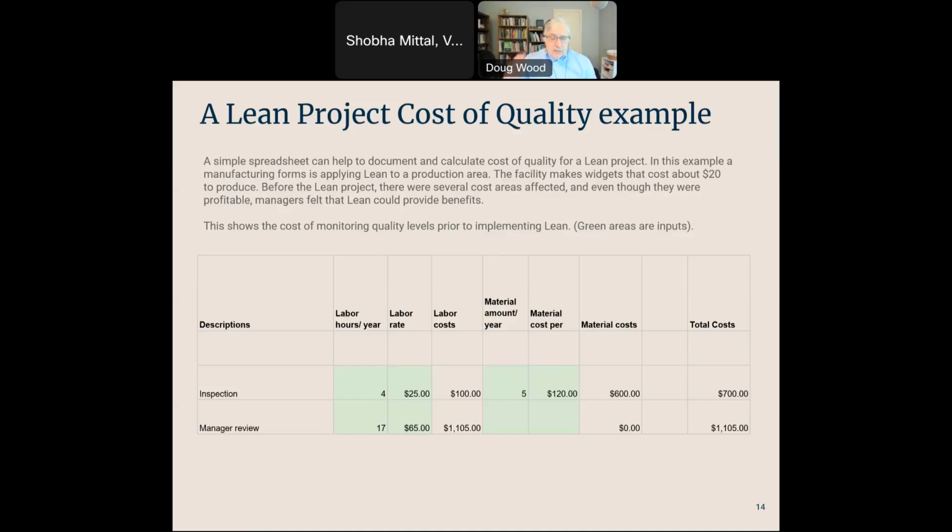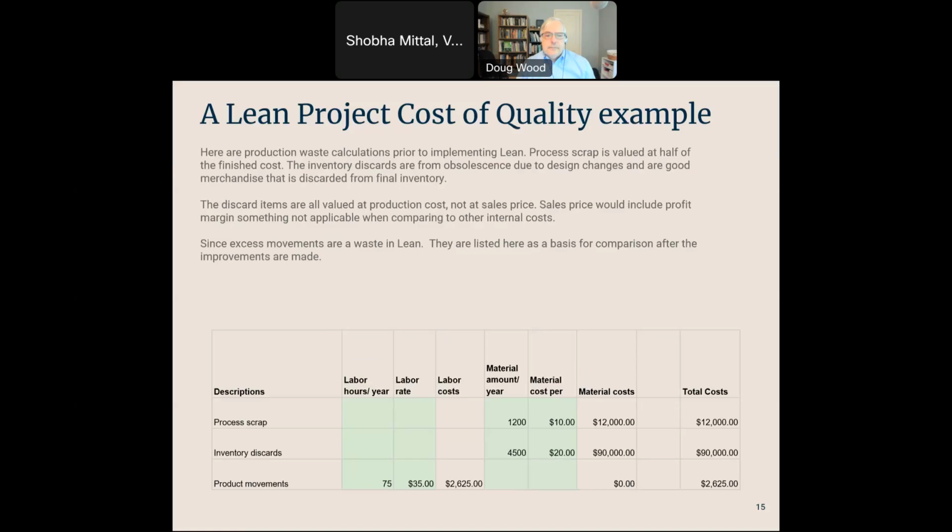So see, that's not hard to do. The green boxes, by the way, are where you put inputs. These are the numbers that you collect when you're looking at your project to try to determine what's going to happen. So let's move on and talk about waste.